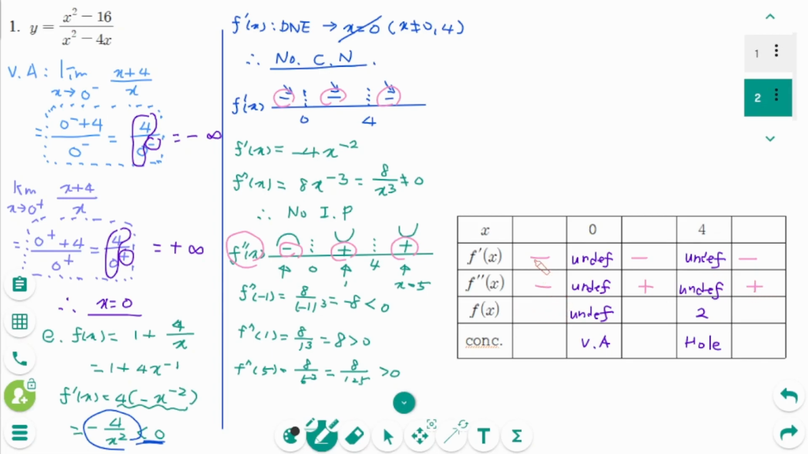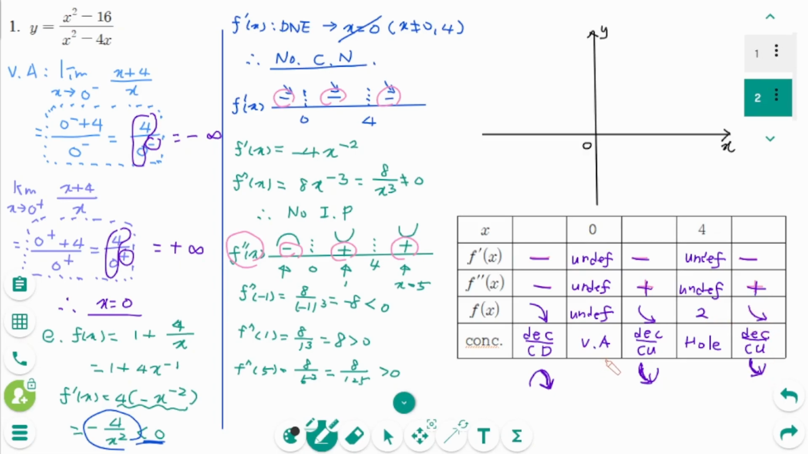When f prime of x is negative, that means decreasing. Negative is decreasing. f double prime of x is negative, so this one is concave down, and positive is concave up. The shape of the graph is concave down and decreasing, like this. Then concave up and decreasing. Concave up and decreasing.